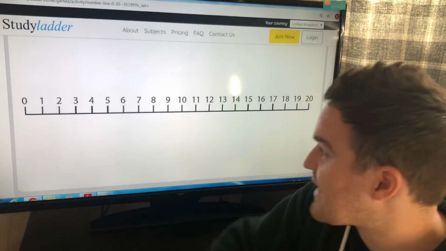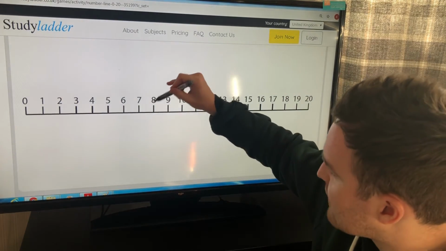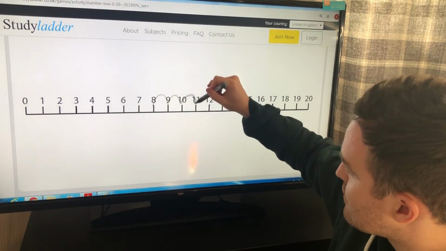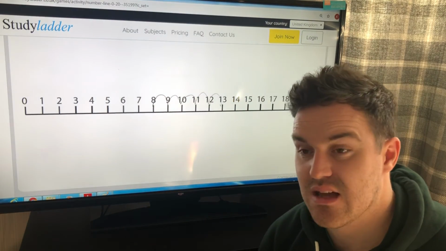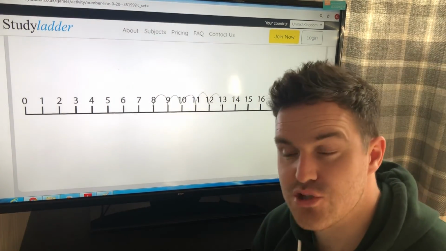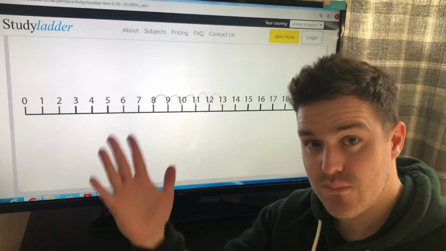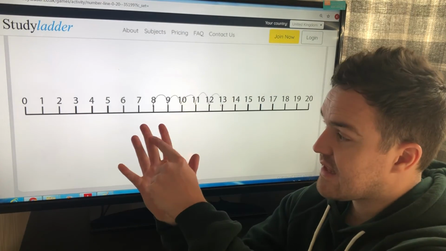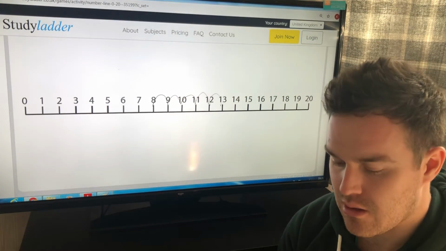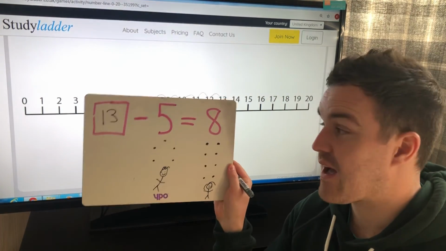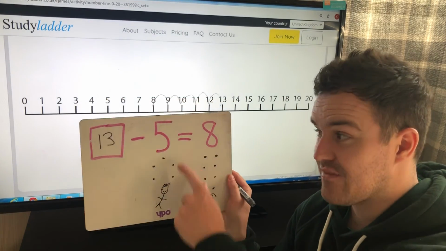So 8 add 5. 1, 2, 3, 4, 5. 8 add 5. I landed on 13. I'm going to double check that. 8 in my head, 5 on my fingers, 8, 9, 10, 11, 12, 13. So 13 take away 5 was 8, or 8 add 5 equals 13.